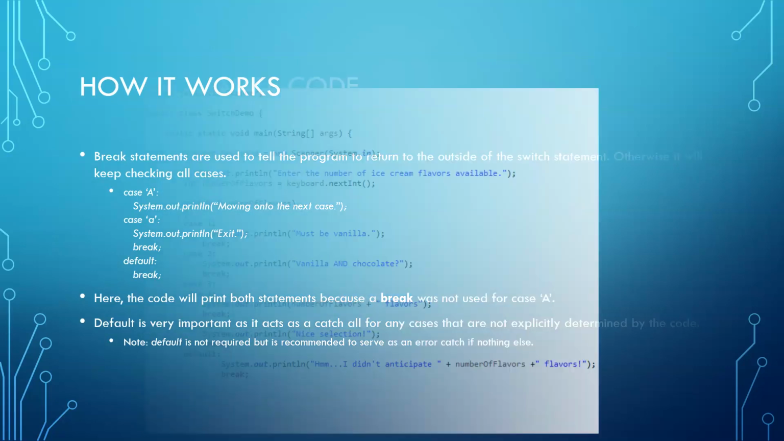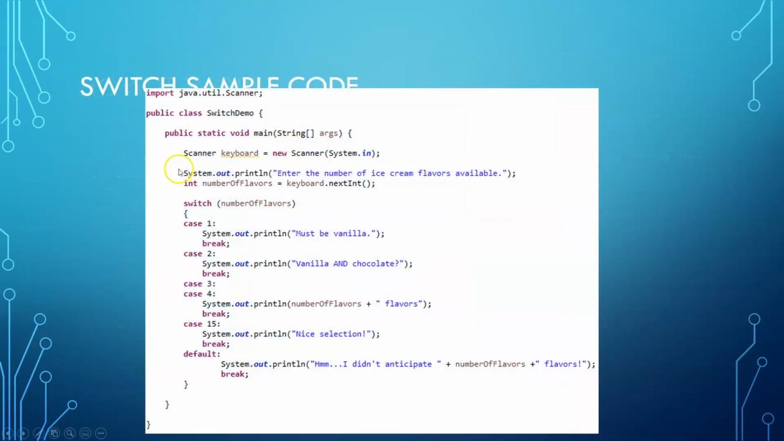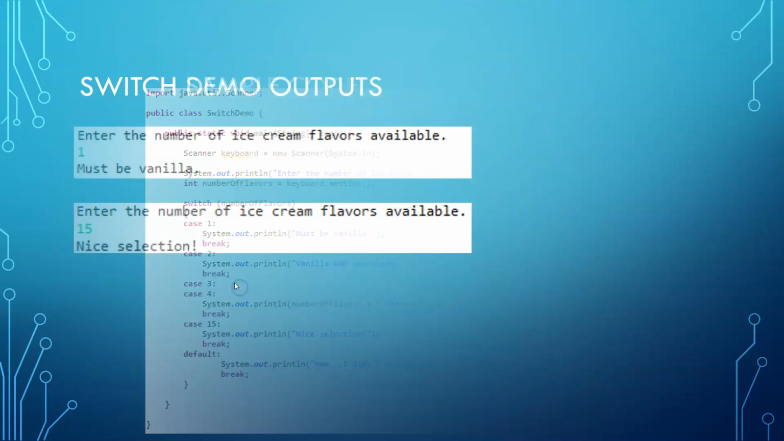So here is sample code, and you can see in here I have my scanner, a demo. Scanner keyboard, and then I'm going to say enter the number of ice cream flavors available. Int number of flavors is keyboard next int, so I'm simply getting that from the user. Then the switch is equal to number of flavors. Whatever my variable name is goes inside the switch statement as that controlling expression. Case 1, system out print line, must be vanilla, break. Case 2, vanilla and chocolate, break. You'll notice case 3 has nothing in it, so if they type 3, there's nothing there to stop it.